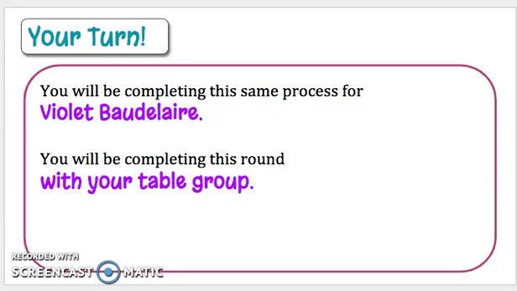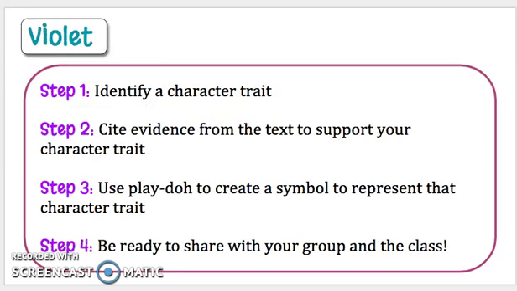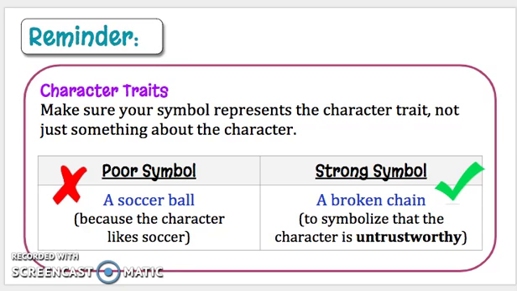Okay, so now you're going to be doing this. Unfortunately, you're going to be doing this on your own. If you two want to do this together, you can, or you can choose to do it by yourself. But same thing, you're going to be going through these same four steps with Violet. You're going to identify a character trait, cite evidence, use Play-Doh, and then you guys can share together if you'd like. Just a reminder of character traits, when we're trying to make a symbol, you don't want to just pick something that tells you a little bit about the character, like for example a soccer ball because they like soccer. That would be a poor symbol. That's not representing the character trait. A broken chain, however, is a strong symbol because it's symbolizing that someone's untrustworthy, they break your trust, things like that. A broken chain would symbolize that.